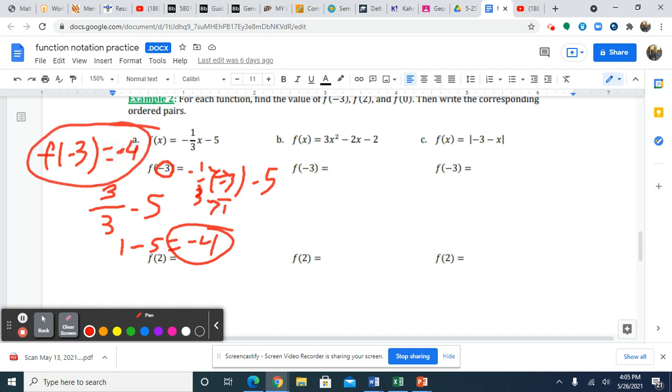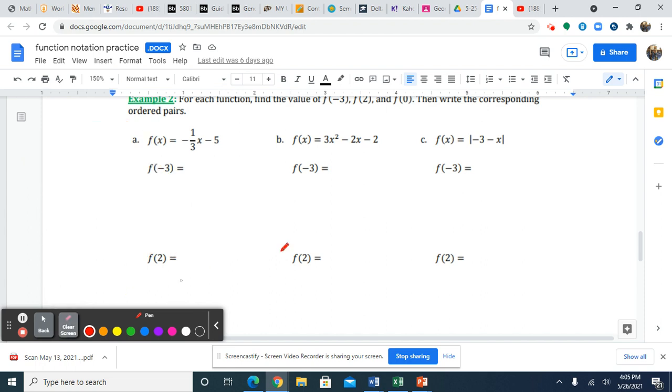And with this situation, we know what the equation is, so we're able to plug in x wherever we see the x value. So let's try for b, f of 2. Everywhere we see an x, we're going to replace it with a 2. So 3x squared becomes 3 times 2 squared. And 2x becomes 2 times 2, minus 2.